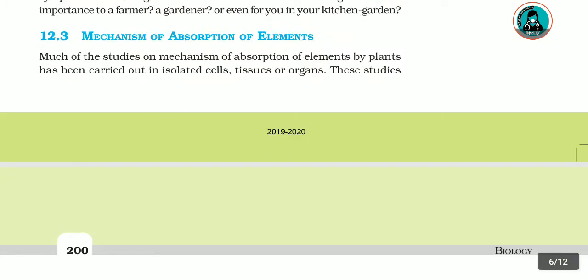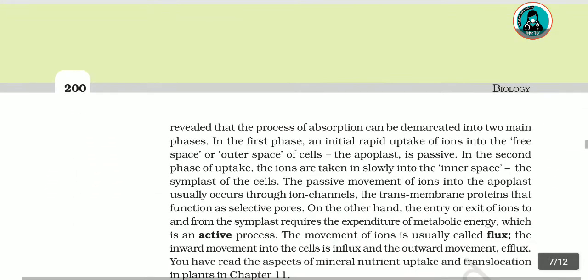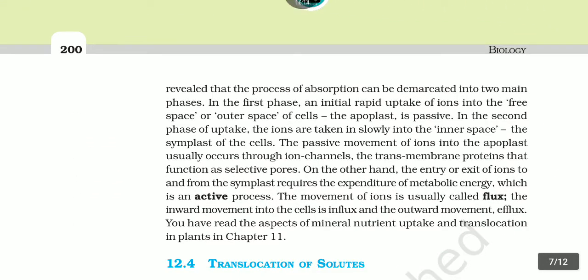12.3 Mechanism of absorption of elements. Much of the studies on the mechanism of absorption of elements by plants has been carried out in isolated cells, tissues, or organs. These studies reveal that the process of absorption can be demarcated into two main phases. In the first phase, there is an initial rapid uptake of ions into the free space or outer space of cells, the apoplast. This is passive. In the second phase of uptake, the ions are taken in slowly into the inner space, the symplast of the cells.